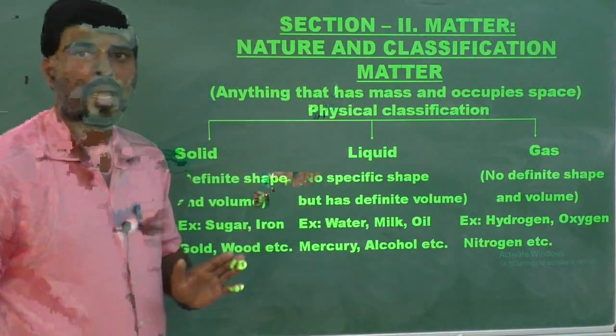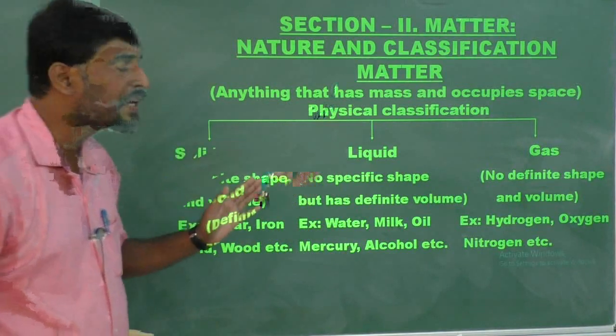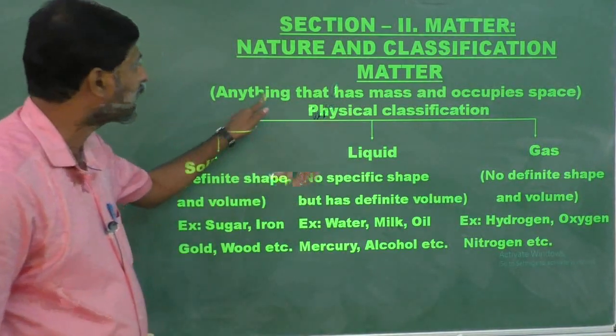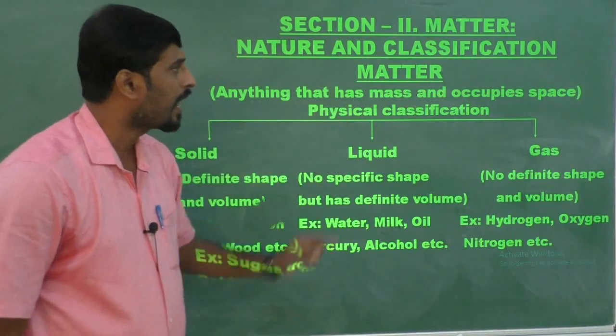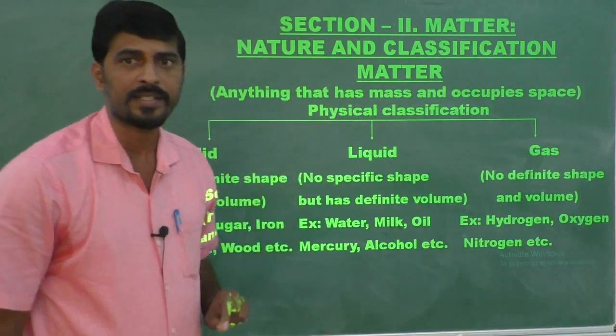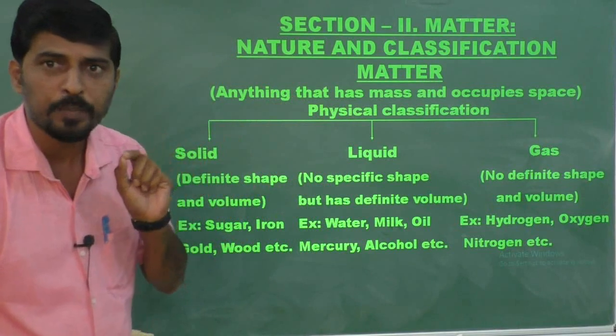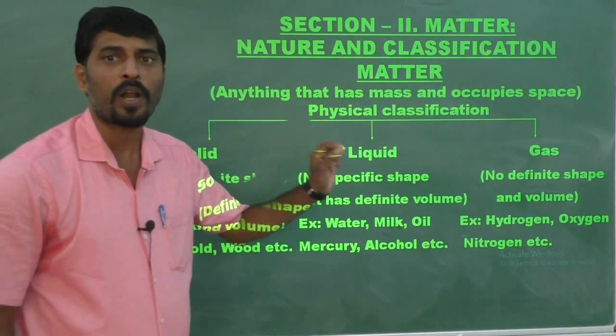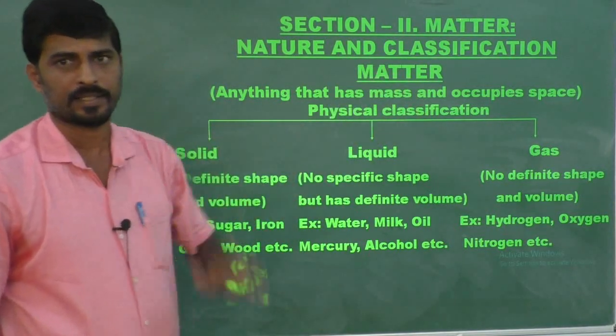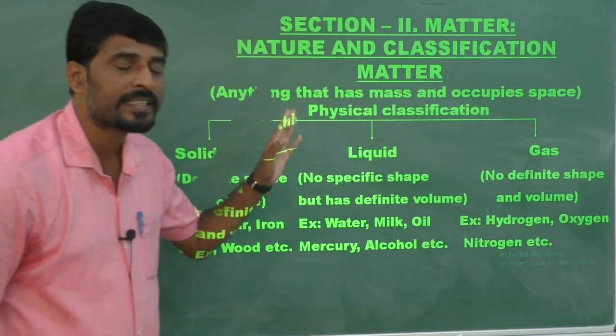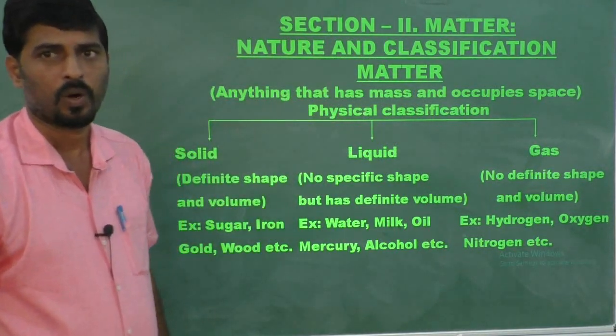What do you mean by matter? Matter is anything that has mass and occupies space, and the existence of which can be experienced by any one of our sense organs. Those are called matter. Okay.